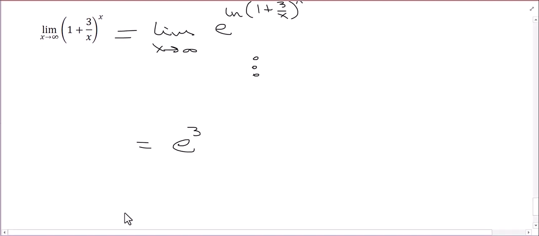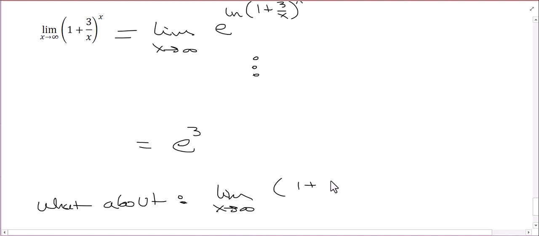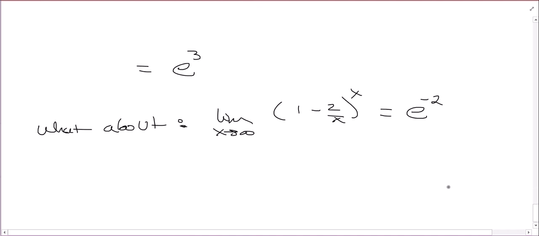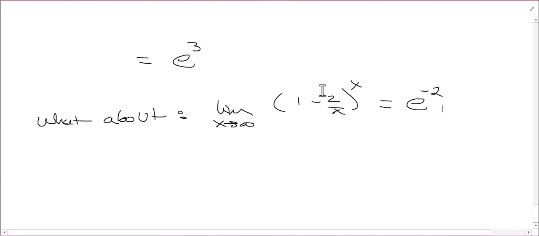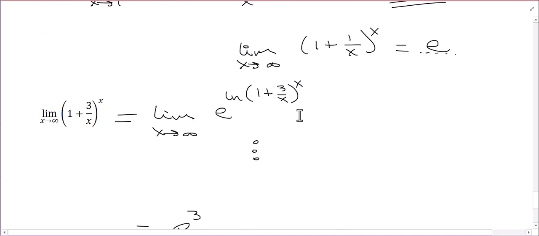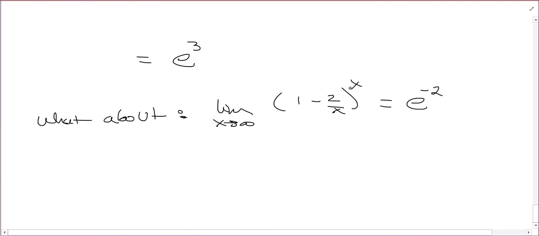And then what about the limit as x goes to infinity of, say, 1 plus 1 minus 2 over x, to the x? Can you guess what that limit is going to be without doing too much work? Yeah, it's going to be e to the minus 2, because you're essentially redoing that same work, but what changes is just that little number in there. All your work is going to be exactly the same except for that constant.